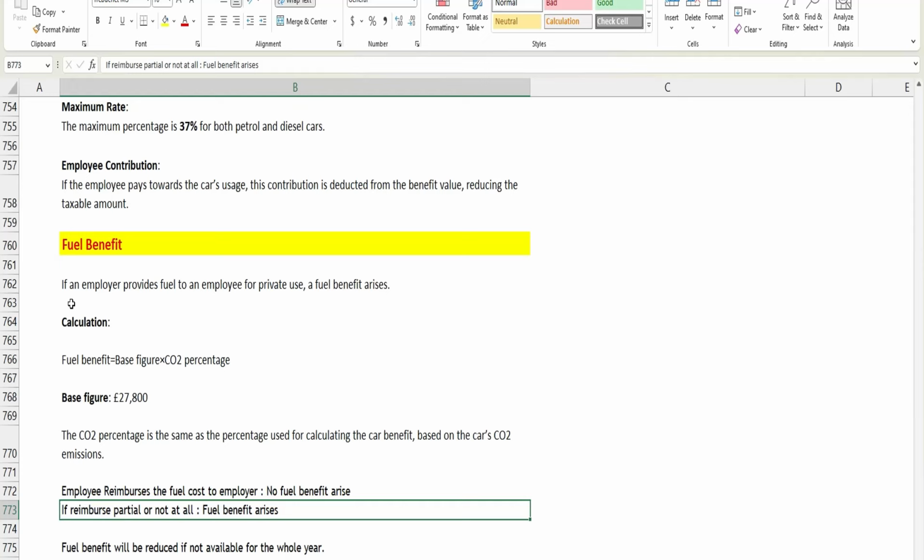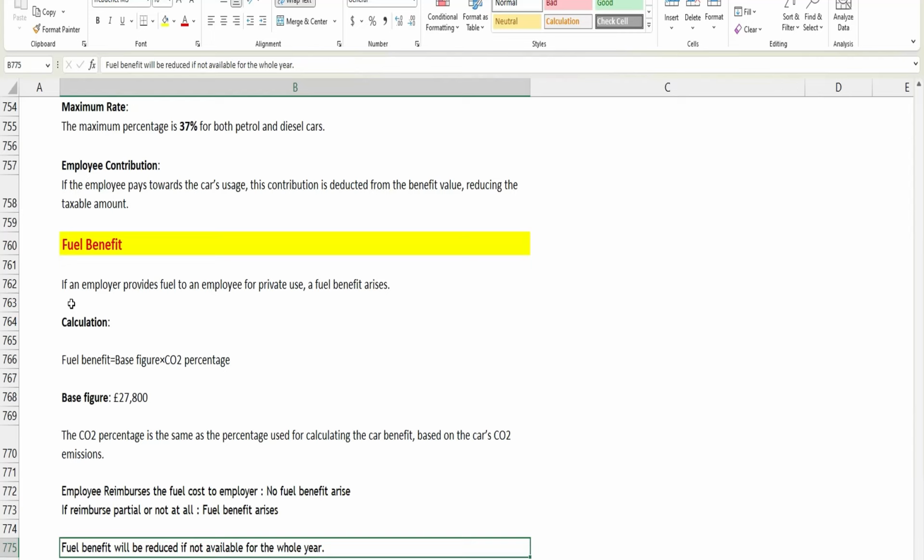But one more thing, the fuel benefit will be reduced if it is not available for the whole year. So this is all for the fuel benefit.